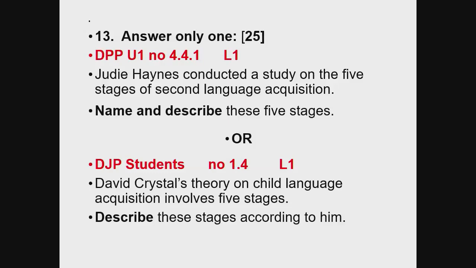Then the DJP students in number 1.4. David Crystal's theory on child language acquisition also involves 5 stages. Describe these stages according to him.